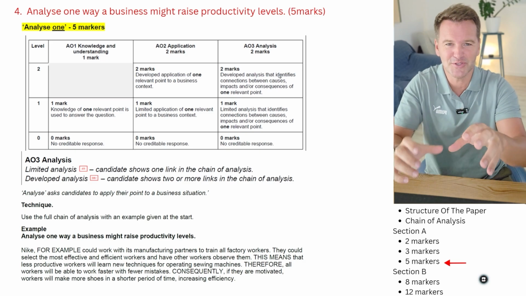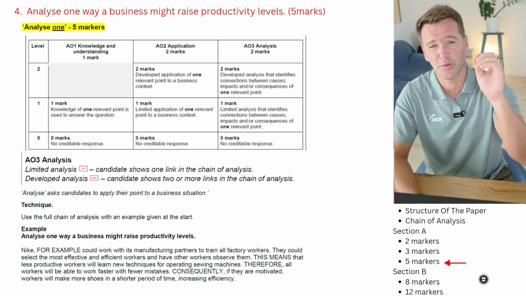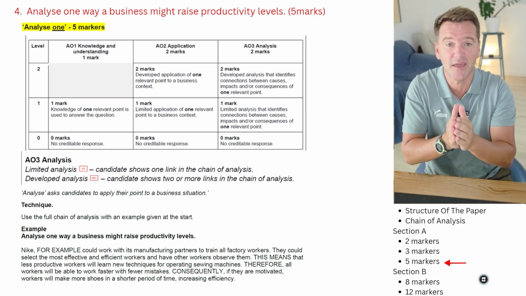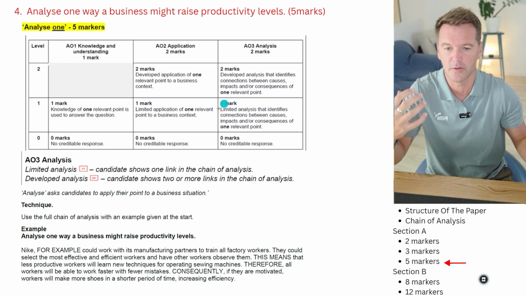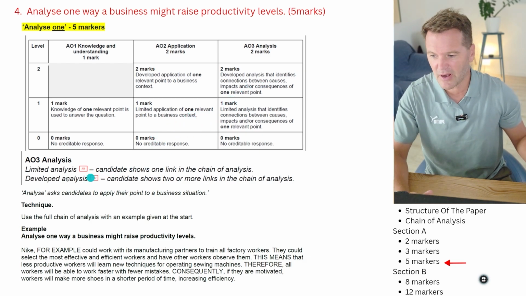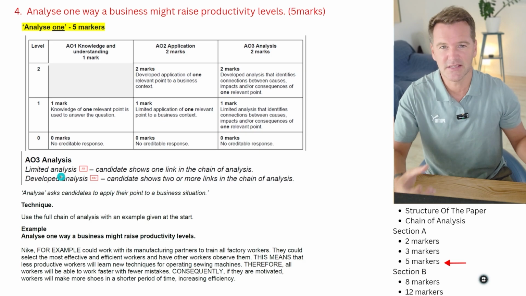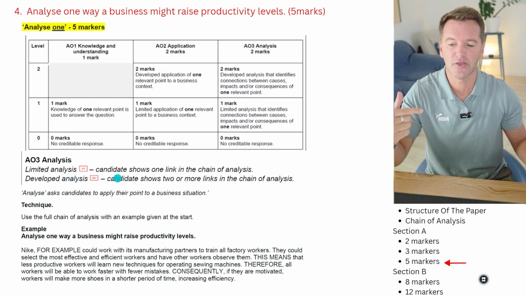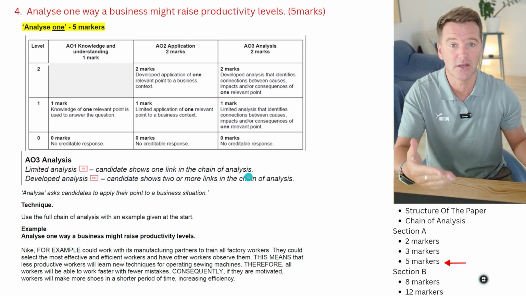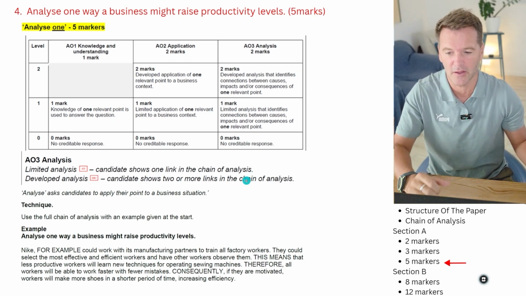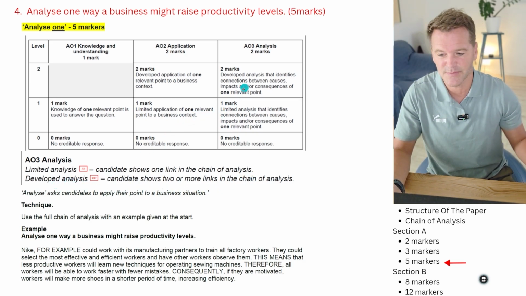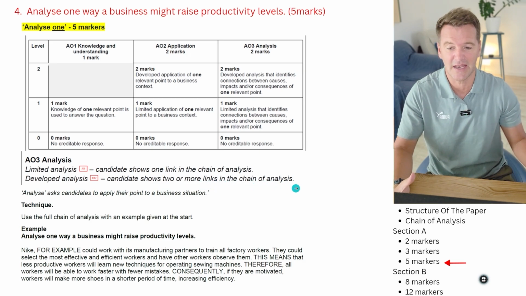Great, and this is what children try and read in the mark scheme and think they can mark it themselves. Well, you can't. Again, it's pretty confusing, and I think it often misleads a few of you. So, just to get some background on this, AO3 analysis, they're very clear. Limited analysis, they show only 1 link in the chain of analysis. That story, look back on the other video. Developed analysis, by their words, candidates show 2 or more links in the chain of analysis.